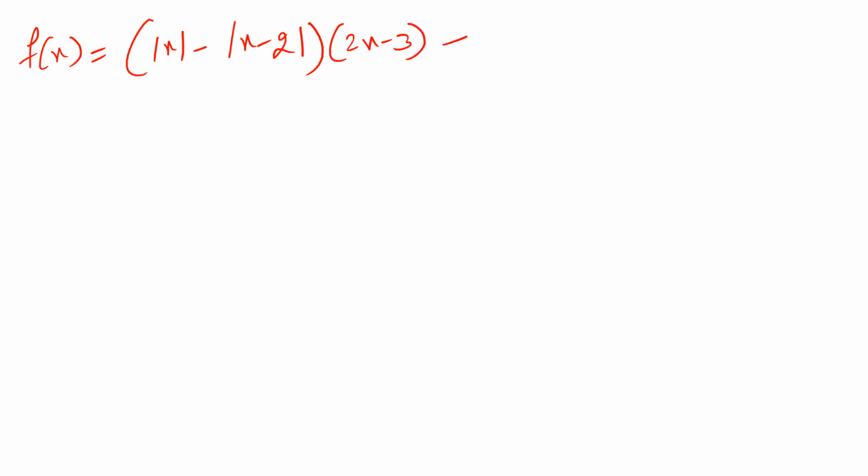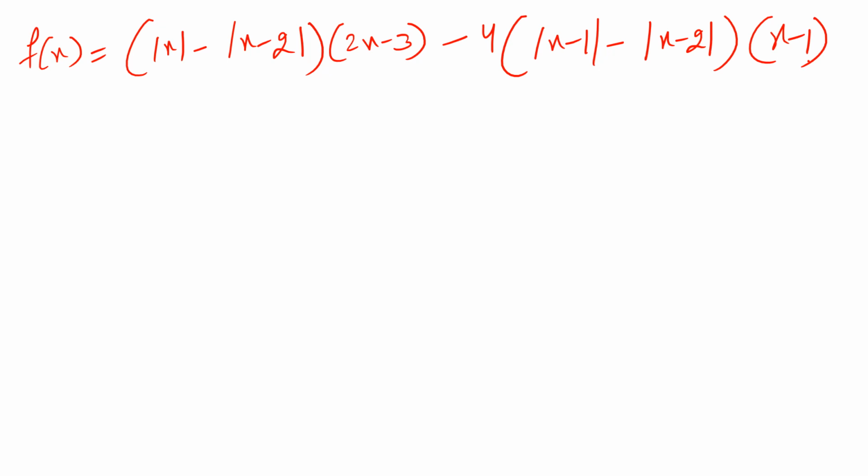Now students, to solve this expression, which is f(x) equal to mod of x minus mod of x minus 2 into 2x minus 3 minus 4 times mod of x minus 1 minus mod of x minus 2 into x minus 1, I will have to simplify, or you can say remove these modulus signs.